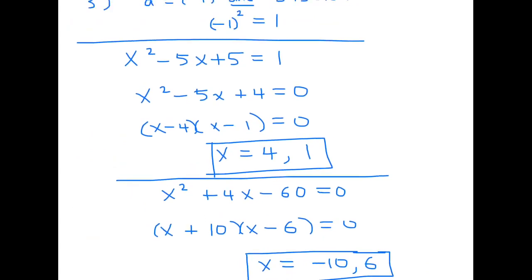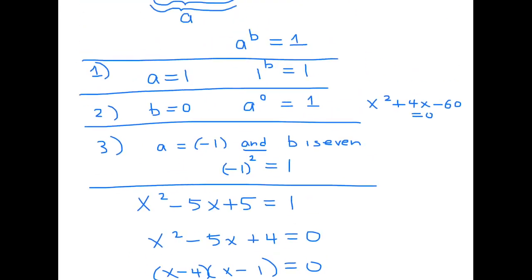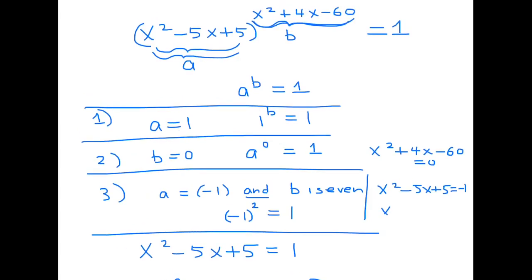Now we got our final possibility, which is a is negative 1 and b is even. All right, what's a? x squared minus 5x plus 5. So x squared minus 5x plus 5 is equal to negative 1. And b is even. x squared plus 4x minus 60 is even.